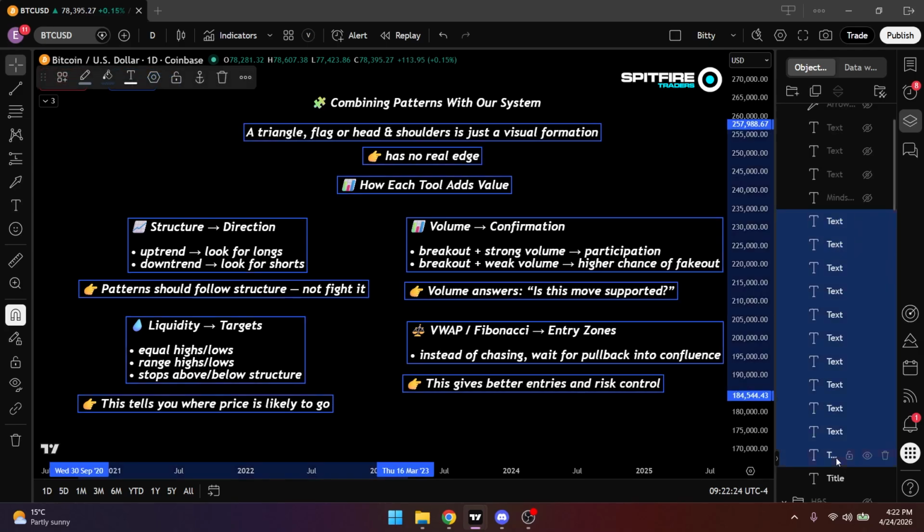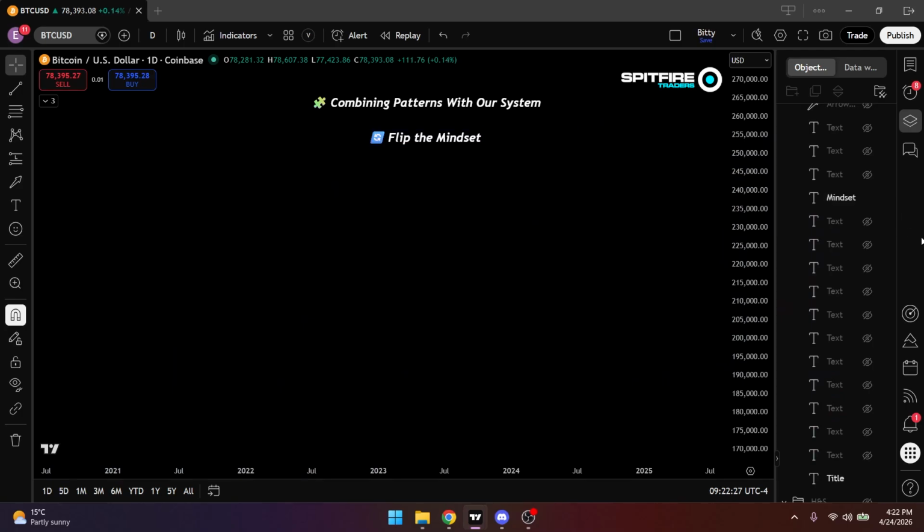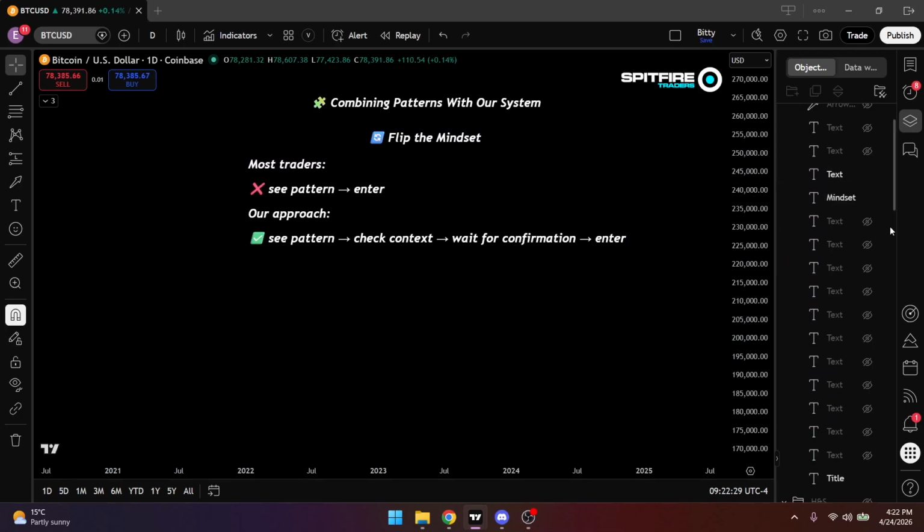So what we've done here is flip the mindset. Most traders see a pattern and enter. Our approach is you see the pattern, you check context, you wait for confirmation, and then you enter. So my main rule when it comes to patterns is don't trade the pattern, trade the confluence. I know this is not the approach most traders apply when it comes to patterns, but this one is what works for me and I hope it will work for you too.